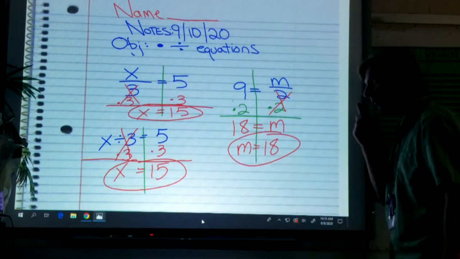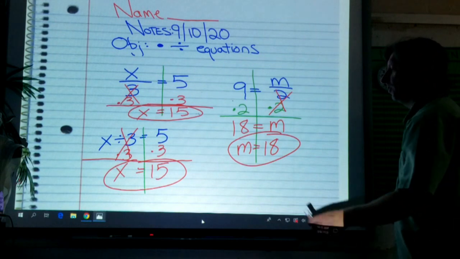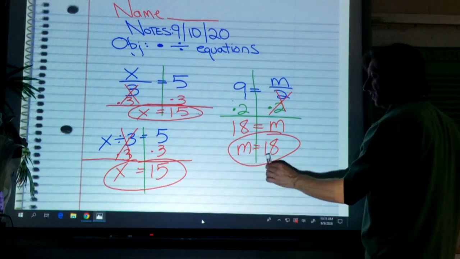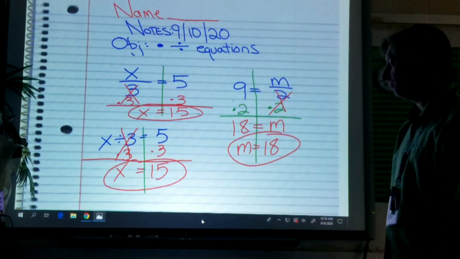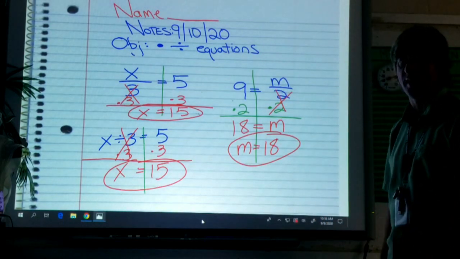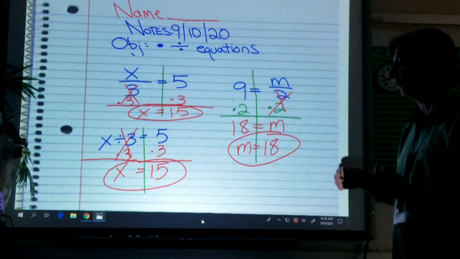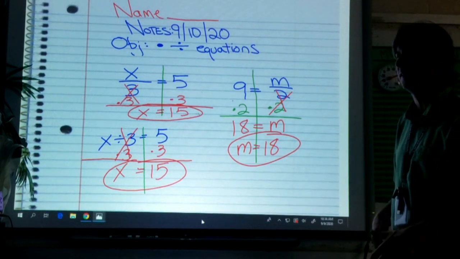Now we don't want to just write 18 as the answer. Don't forget to write m equals 18. And the reason for that is when you get into 8th grade, you'll have problems with 2 letters in it. So you'll have 2 answers. You'll have to say which one is m, which one is x. So it gets a little confusing.